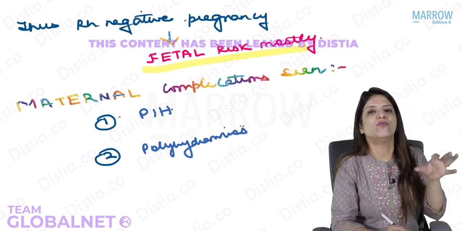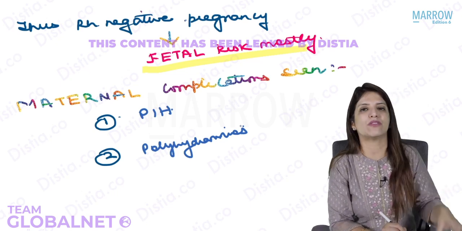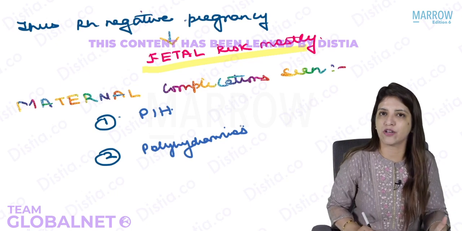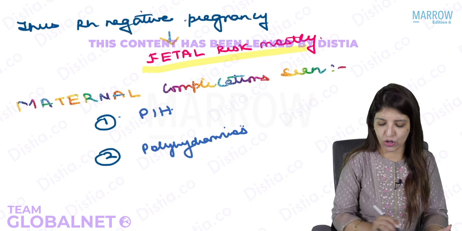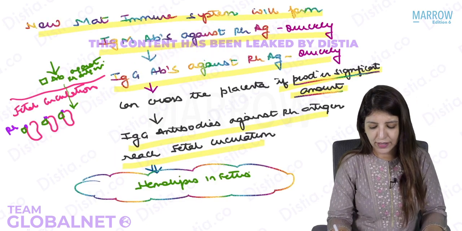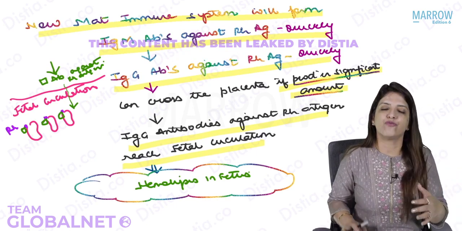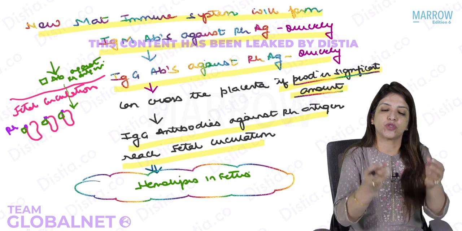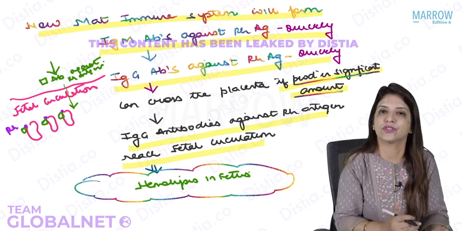Right? So the two very important maternal complications which can happen because the mother is Rh negative and the fetus is Rh positive are PIH and polyhydramnios. Right? So now, all this was happening. Why? This was happening because the fetus was Rh positive. So the RBC of the fetus, which was carrying the Rh antigen, entered into the mother's circulation.